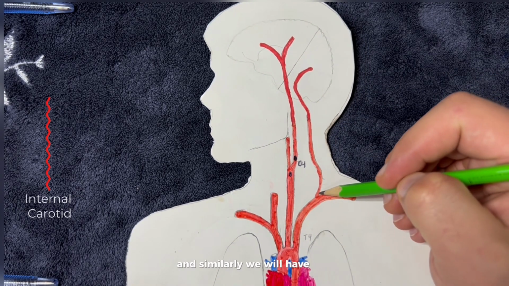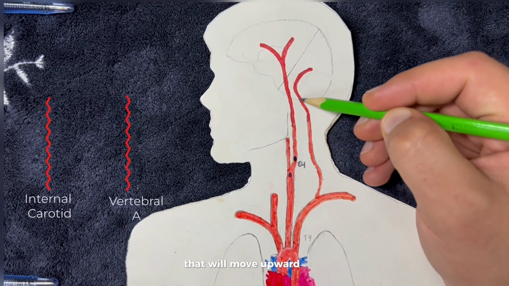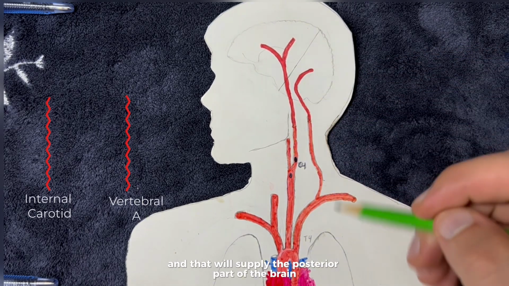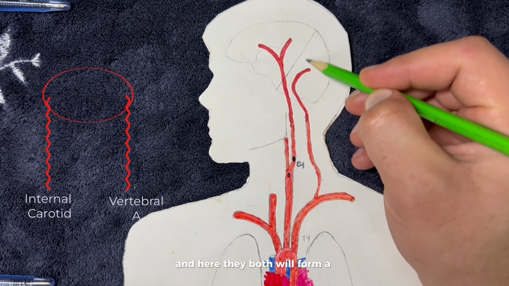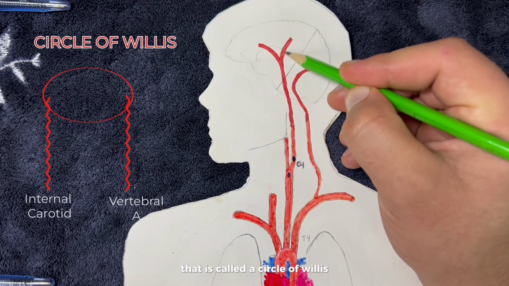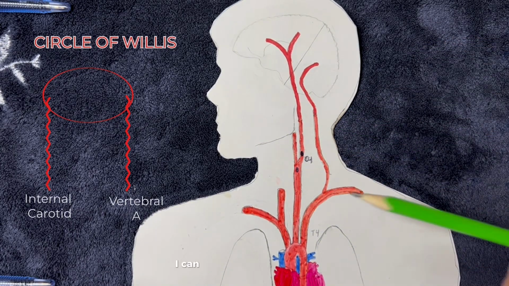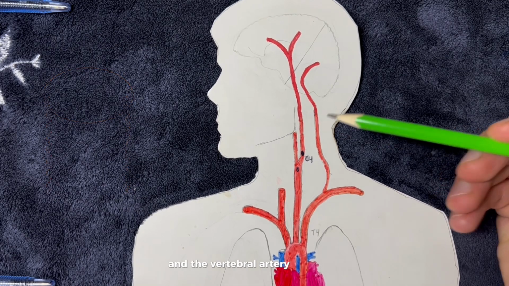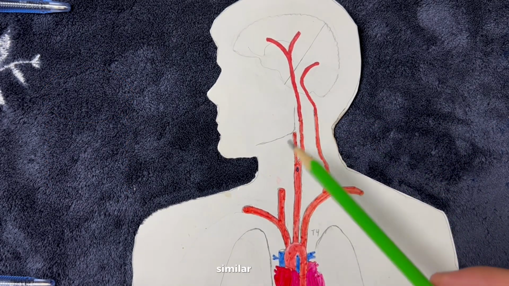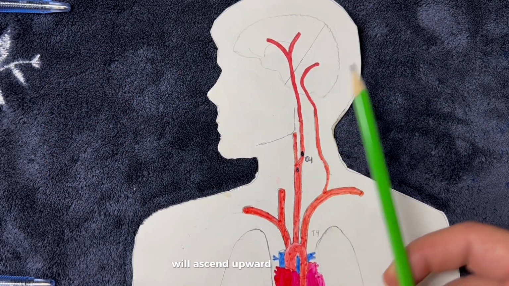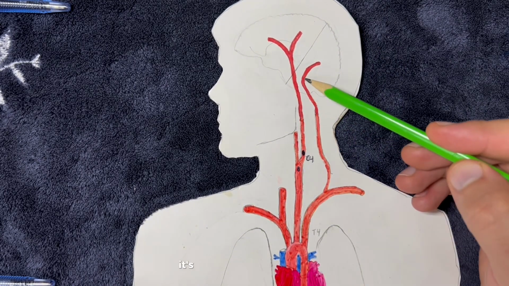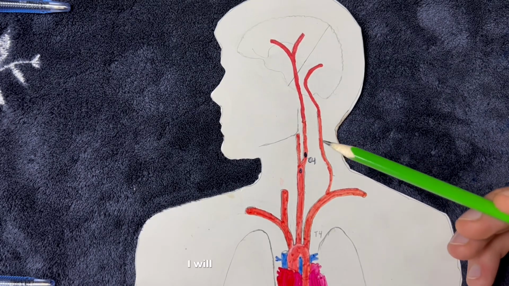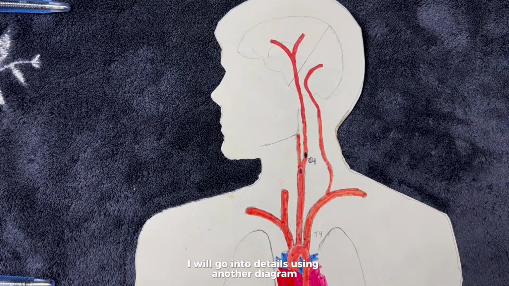And similarly we will have the vertebral artery here that will move upward and posteriorly, and that will supply the posterior part of the brain. And here they both will form a circle that is called the circle of Willis. It's a lateral view, so I can only show the left side of the internal carotid artery and the vertebral artery, but keep in mind that two similar arteries will ascend upward on the right side as well. It's not the actual anatomical diagram, I just made this to make you understand. Now we'll go into the details using another diagram.